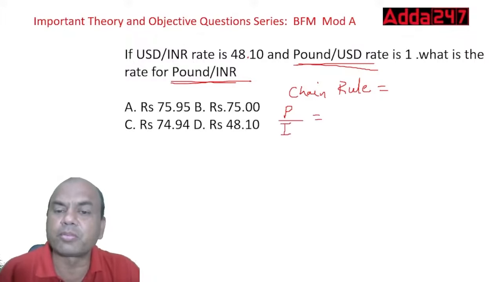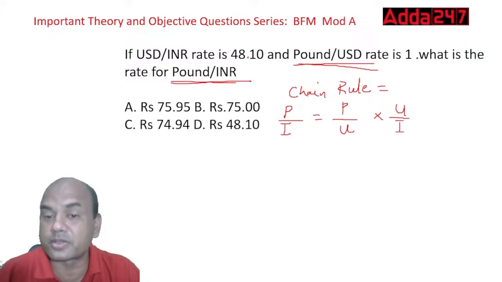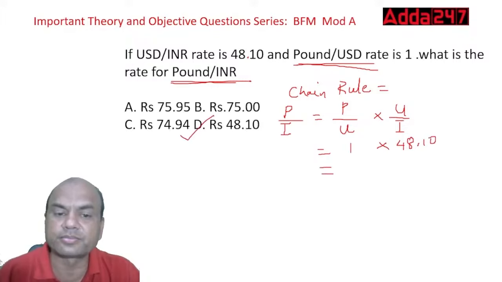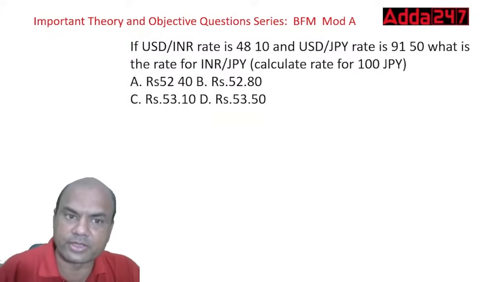So it will be what? Pound to USD into USD to INR. Chain rule, you have studied this in your JIB also. So pound to USD rate is what? 1. So keep it 1 only. USD to INR is what? 48.10. So your answer will be 1 into 48.10. Okay? So D is the answer. Isn't it? Simple one. Next one. Chalo.